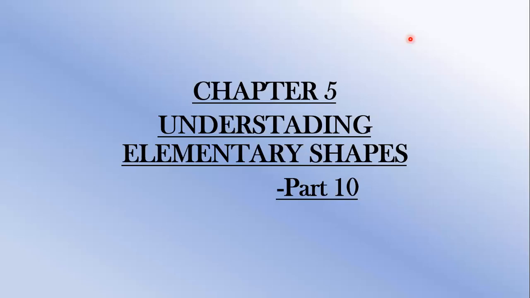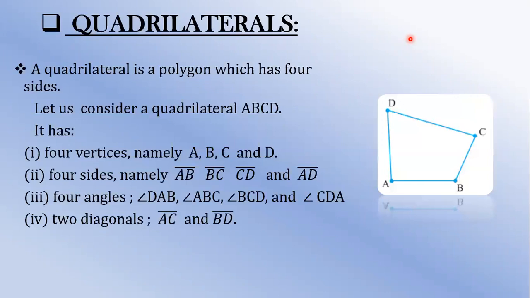Hello students, let us continue chapter 5, Understanding Elementary Shapes. In the last video, I explained about different types of triangles, triangles on the basis of their sides and angles. Today you are going to learn about quadrilaterals.